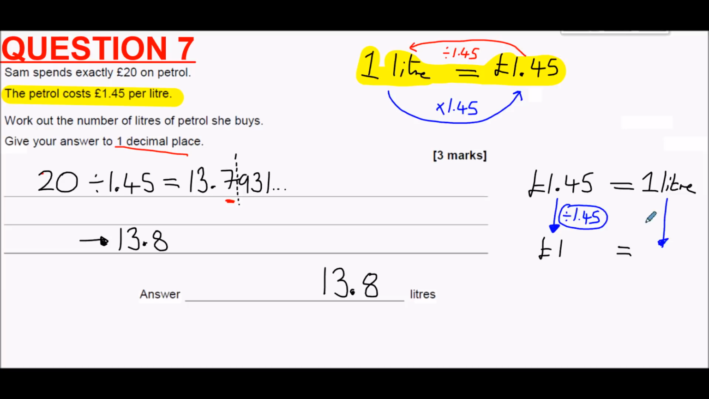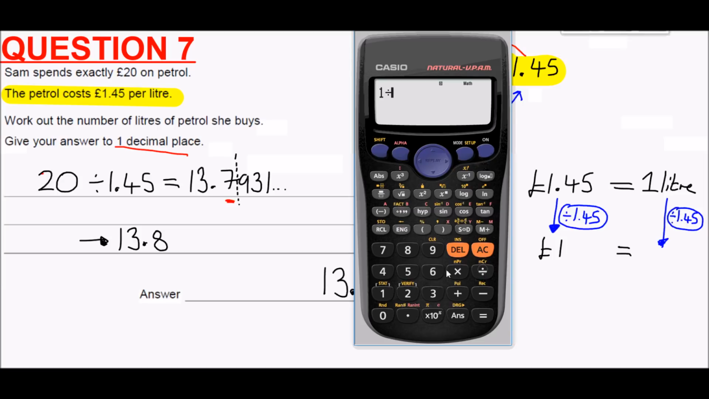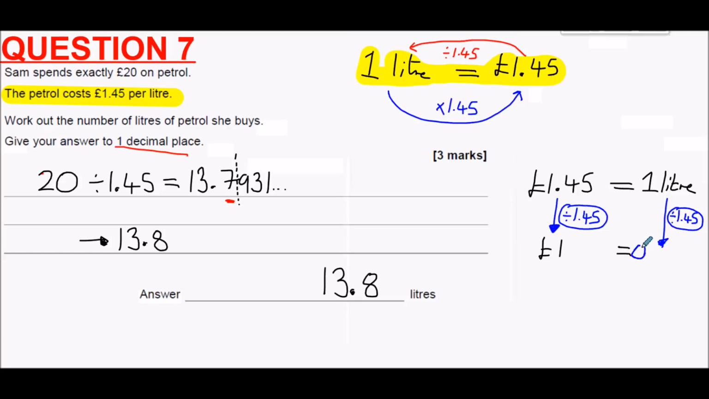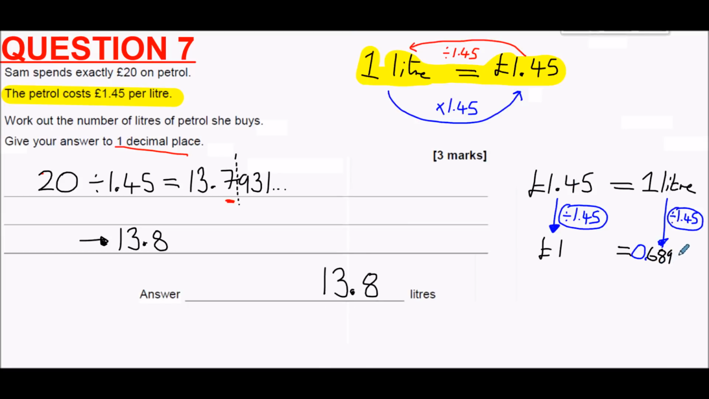But if we do it to that side, if we divide this side by 1.45, to keep the balance between the relationship, we need to do the same to the other. So we need to divide the right hand side by 1.45. And so 1 litre divided by 1.45, let's see what that tells us. 1 divided by 1.45, 0.689655, just a really long awkward number. Leave that on your calculator, would be my suggestion. Don't round off yet, only round off at the very, very end.